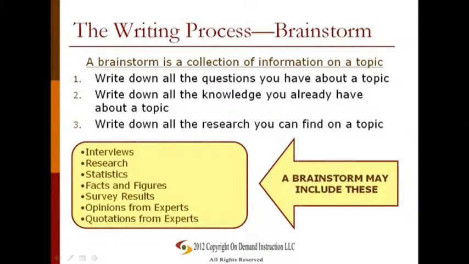The writing process starts out with brainstorming. A brainstorm is a collection of information on a topic. The way that a writer would do this is to write down all the questions and knowledge that they have on this topic, and then they would go out and do research on the topic, collect all of that, and put it into the brainstorm. A brainstorm can contain a wide variety of things such as interviews, research, statistics, facts and figures, survey results, opinions from experts, and quotations from experts. Any of those would be very normal to see in a brainstorm.